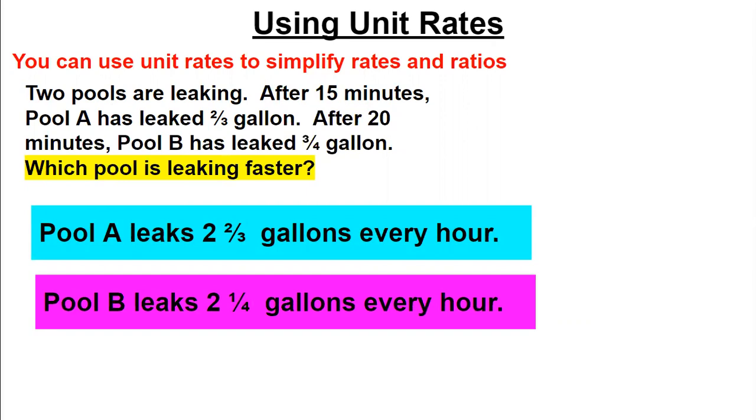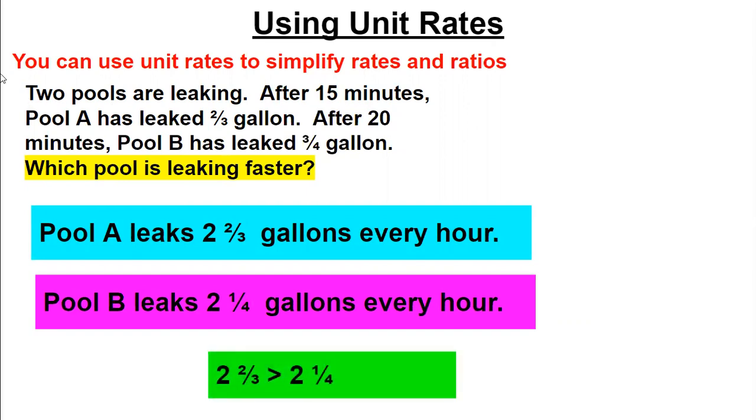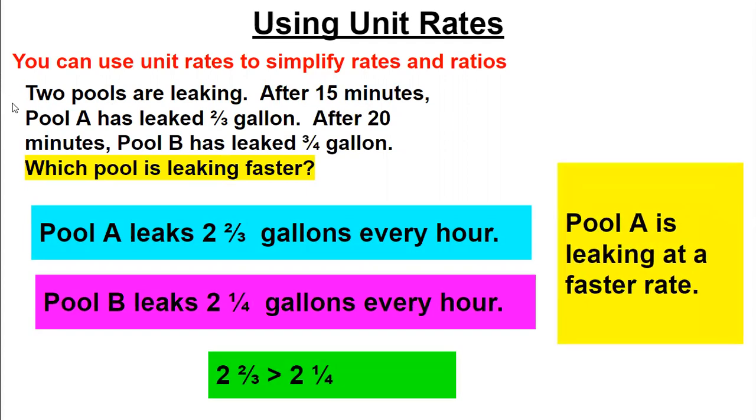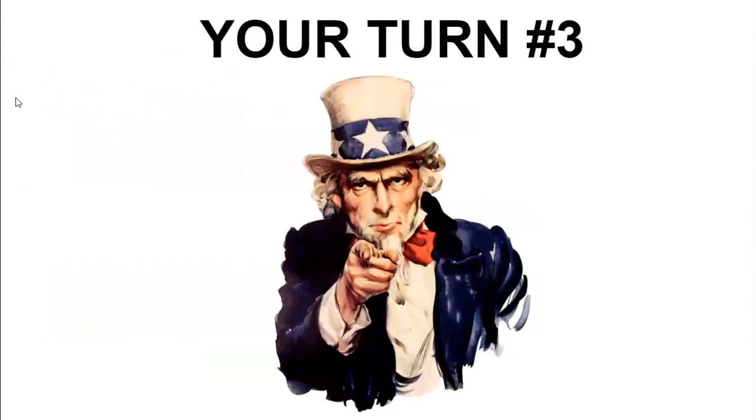I hope you think 2/3 is bigger than 1/4, right? So 2 2/3 is greater than 2 1/4. So pool A is leaking at a faster rate, so it will be empty sooner. Okay, try a problem like this. See you back in a minute.